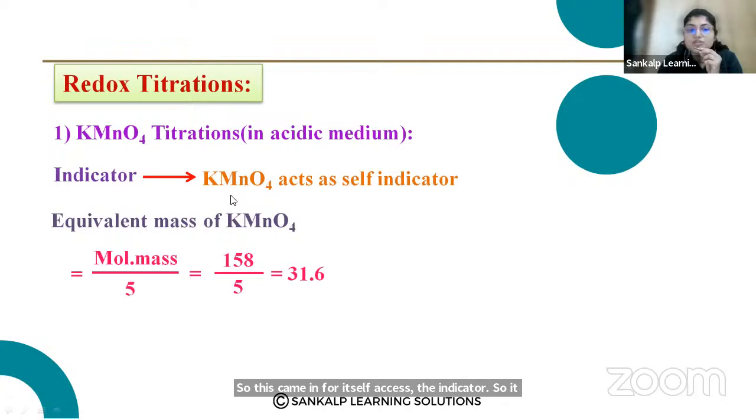So how do we calculate the equivalent mass of KMnO4? Molecular mass divided by 5, so it is 31.6. This is the first titration method of KMnO4.